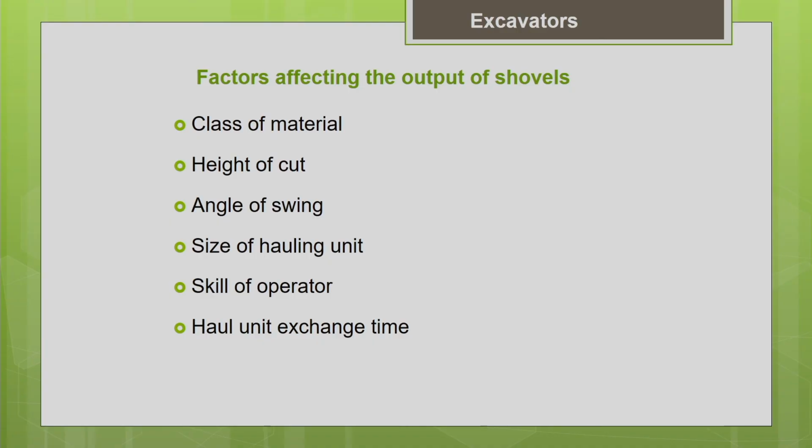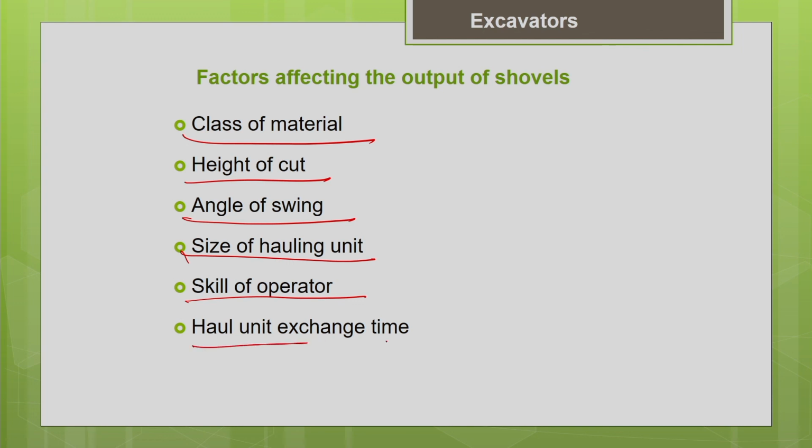So what are the other factors which affect the output of the shovel? Let us see. Class of material, height of cut, angle of swing, size of the hauling unit, skill of the operator, haul unit exchange time. So all these things are going to affect the output of a shovel.